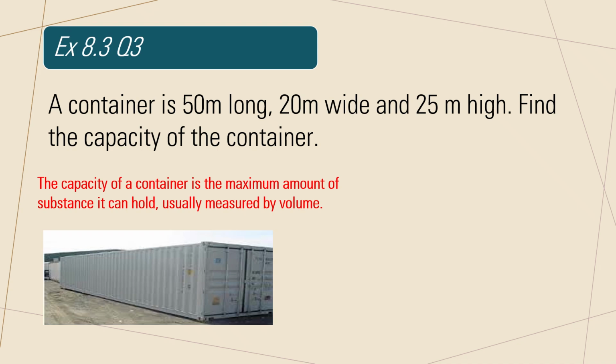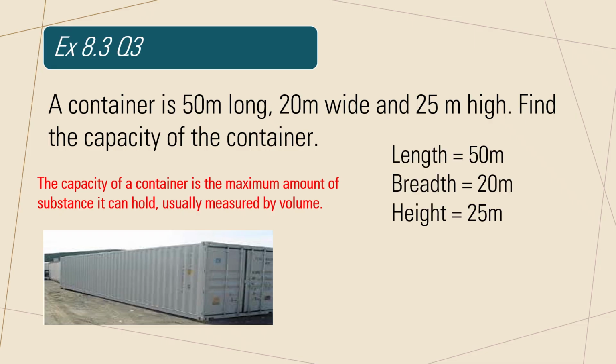So the capacity of the container means the maximum amount of a substance it can hold, usually measured by volume. To find out the capacity, actually it means we have to find out the volume of this container. Now let's find out its volume, and the volume is 25,000 meter cube or cubic meter.